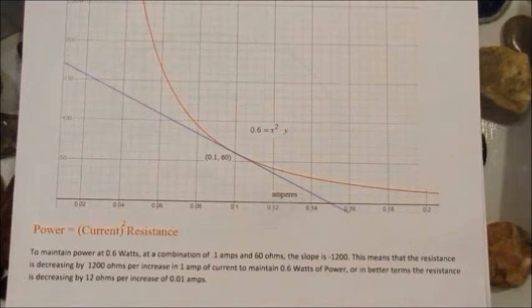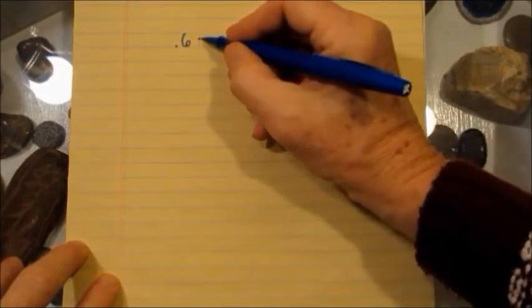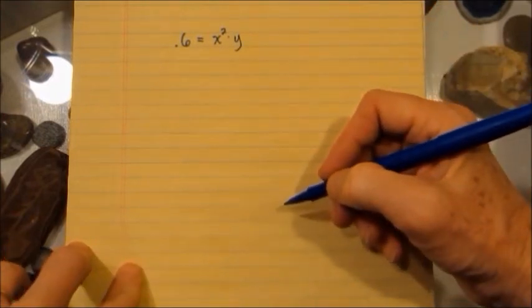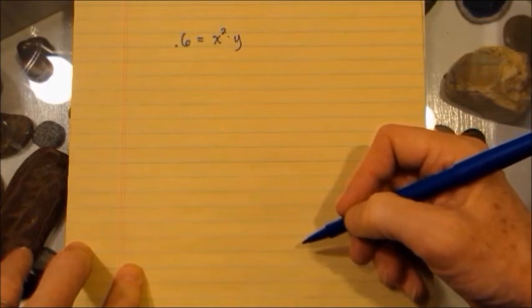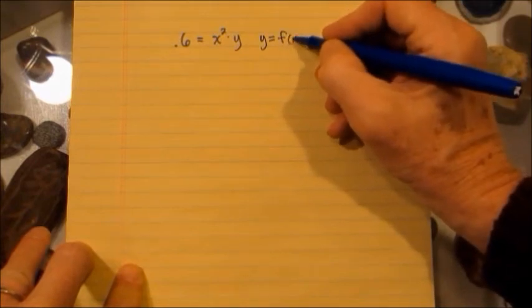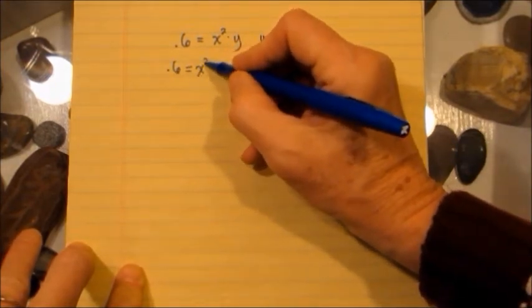This is actually an example where it would be really easy to solve explicitly for Y, but our topic is implicit differentiation, so we're going to leave the formula as it is, and we will find the derivative implicitly. So our formula is 0.6, because for that example, we're leaving the power at 0.6 watts, and it's equal to x squared times y. X and Y affect each other. As you change one, the other one has to change to keep the left side equal to 0.6. But we're going to pick Y to be the dependent variable. So Y is a function of X. I'm going to replace Y with f of x to remind us of that.